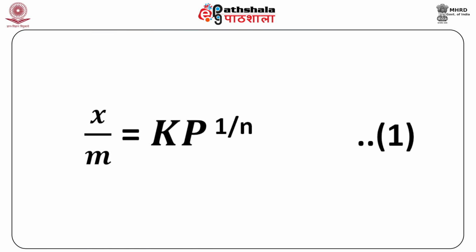He gave an empirical relation between the extent of adsorption with pressure at a constant temperature, that is x/m = Kp^(1/n), where x is the mass of the gas adsorbed on mass m of the solid adsorbent at pressure P. K and n are constants for a given adsorbate-adsorbent pair at a particular temperature.